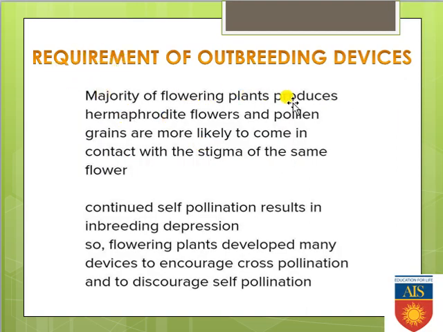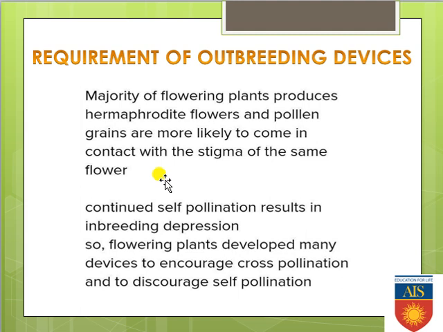Obviously, the majority of flowering plants produce hermaphrodite flowers, that is, bisexual flowers, and pollen grains are more likely to come in contact with the stigma of the same flower. That is commonly happening in the case of self-pollination, because a bisexual flower has that chance to perform self-pollination. But there is a problem. Continued self-pollination results in inbreeding depression.